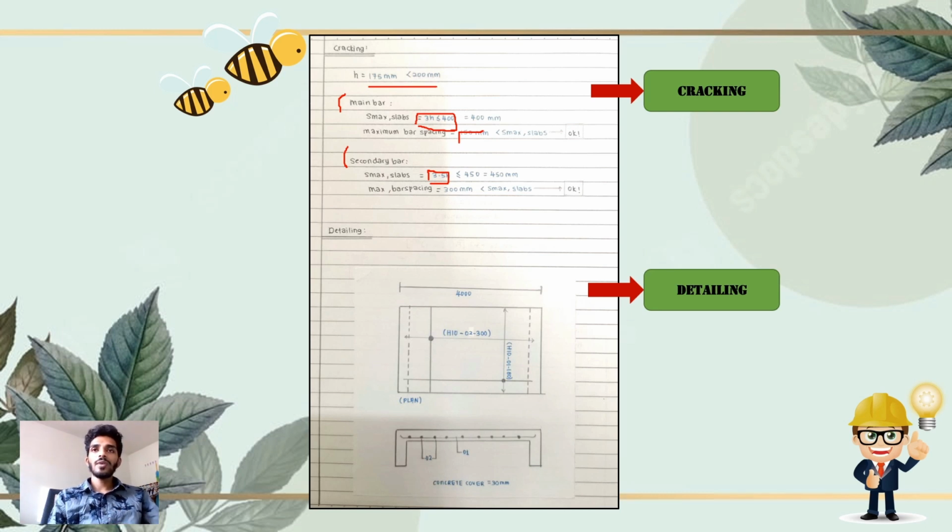So in the detailing, we are able to see the slab drawn, and the x-axis is equivalent to 4000 millimeters, which is 4.0 meters, and the steel bar that we have to use is H10 at 300 spacing. We can also see the plan view, and the concrete cover, which is equivalent to 30 millimeters, has been used in the diagram drawn below.